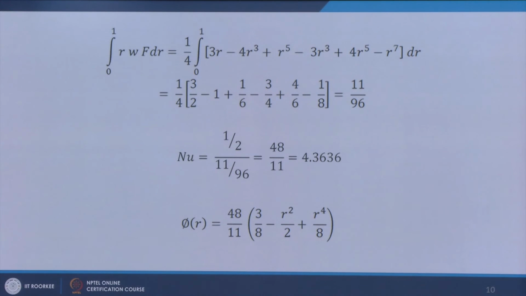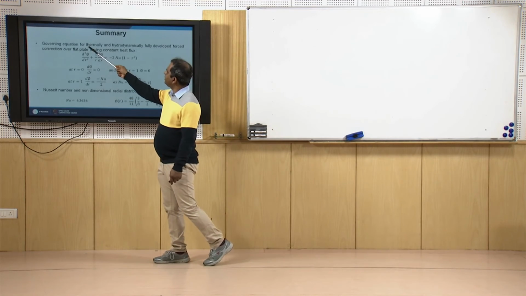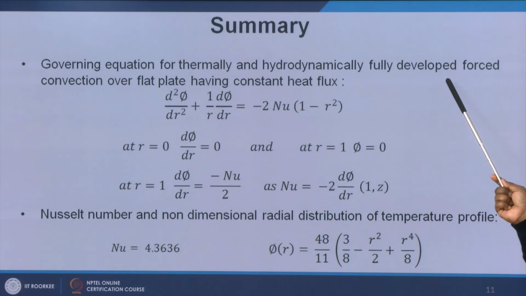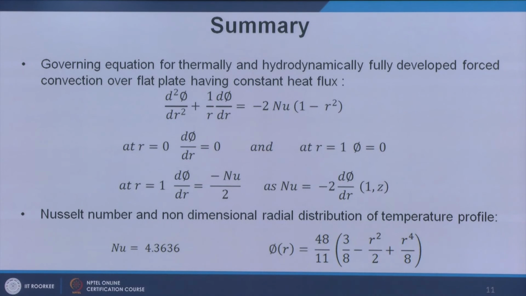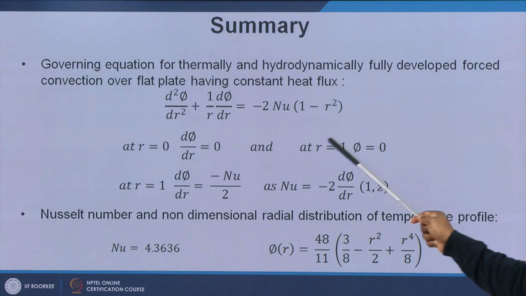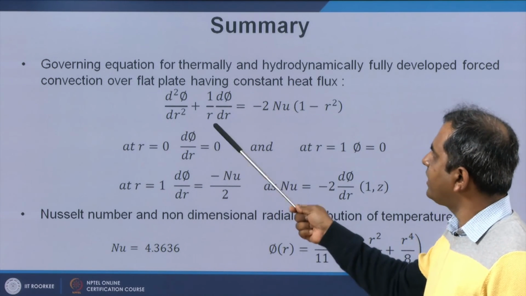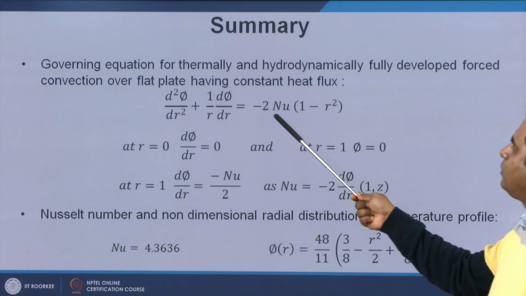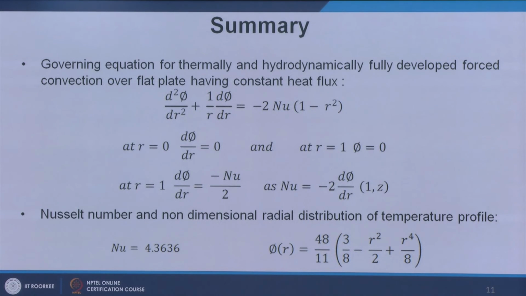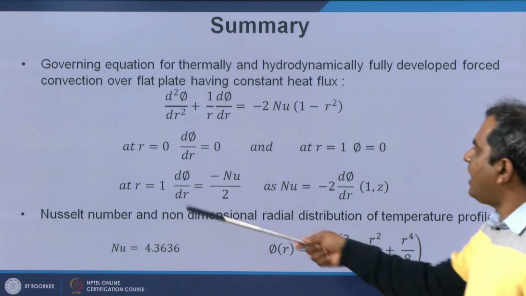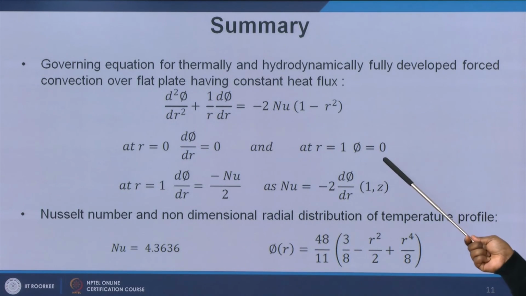So let us see what we have understood in this lecture. In this lecture we have discussed the governing equation for thermally and hydrodynamically fully developed, and this is very important, fully developed forced convection having constant heat flux. We have seen that the equation comes out to be del square phi del r square plus 1 by r del phi del r is equals to minus 2 Nusselt number into 1 minus r square. The boundary conditions we have established as at r equals to 0, del phi del r equals to 0, and at r equals to 1, phi equals to 0.